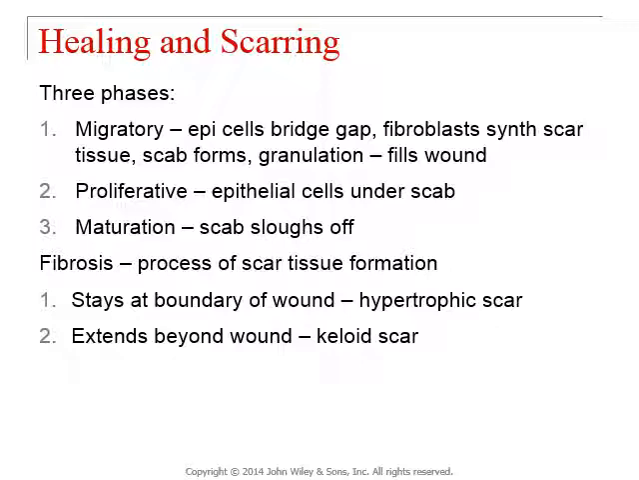So anytime you have any kind of formation of scar tissue, it is known as fibrosis. The fibrosis could be found in any one of three layers: the epidermis, the dermis, or the subcutaneous layer. Now, different types of scars: if they stay at the boundary of the wound, it is known as a hypertrophic scar. If it extends beyond the wound, let's say you get an extension that goes more superficial than the actual layer of the epithelium, it is known as a keloid scar.